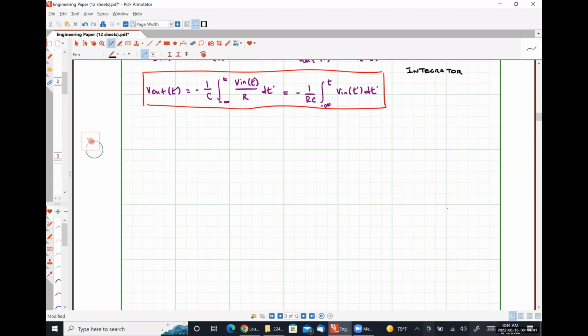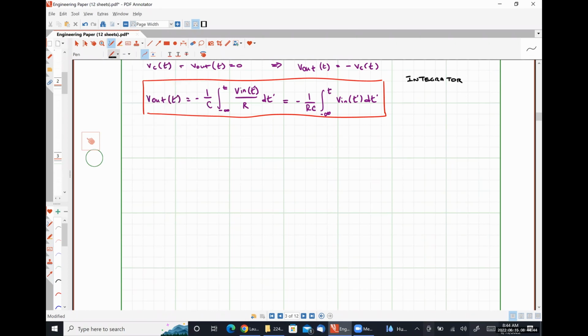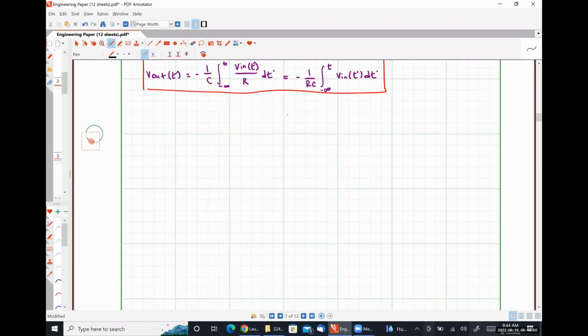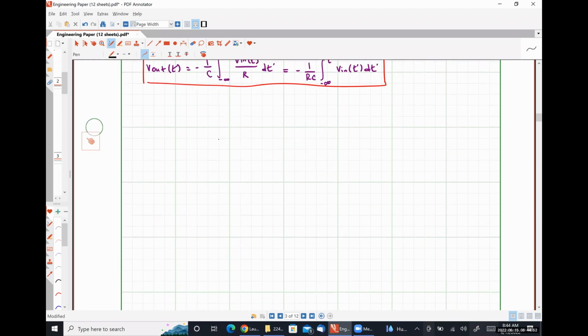The opposite of our integrator will be the differentiator. So we're going to have the exact same circuit, except that we are going to swap the placement of our resistor and capacitor.